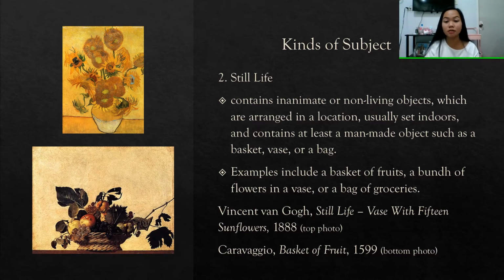This is by Vincent van Gogh. That is Still Life: Vase with Fifteen Sunflowers. That was created in the year 1888. So that is an example of still life. Another one is by Caravaggio. So this one here at the bottom is Basket of Fruit. So basically still life is more or less about flowers that are arranged or fruits placed on a table, and then you paint it. So that is what we call still life.